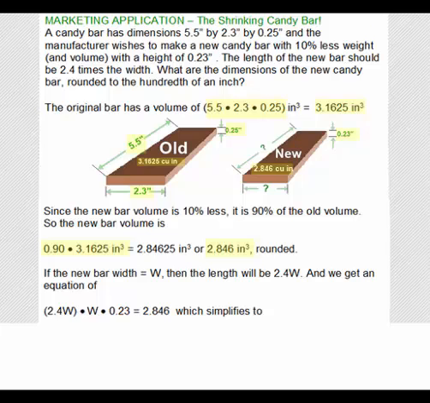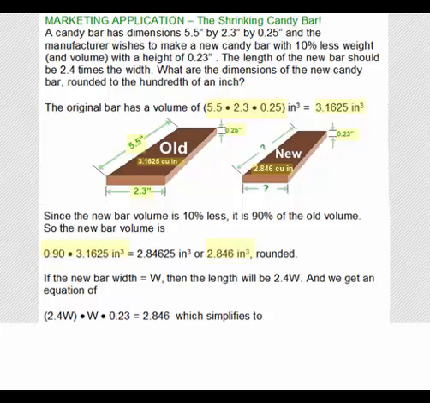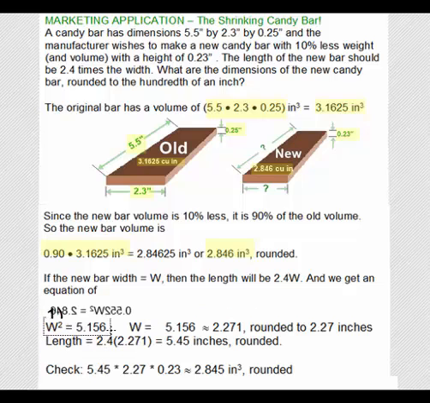If we let W equal the new bar width, then 2.4W will be the length, and we get length times width times height equals 2.4W times W times 0.23, and that equals our new volume of 2.846, and that simplifies to 0.552 W squared equals 2.846. Now we get the W squared by dividing both sides by 0.552, and we get W squared equals 5.156.